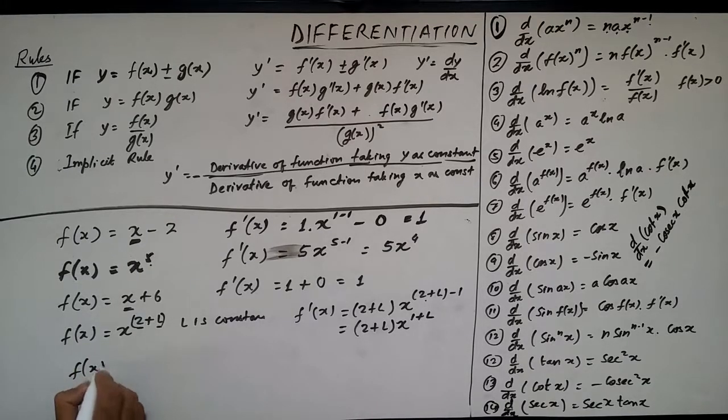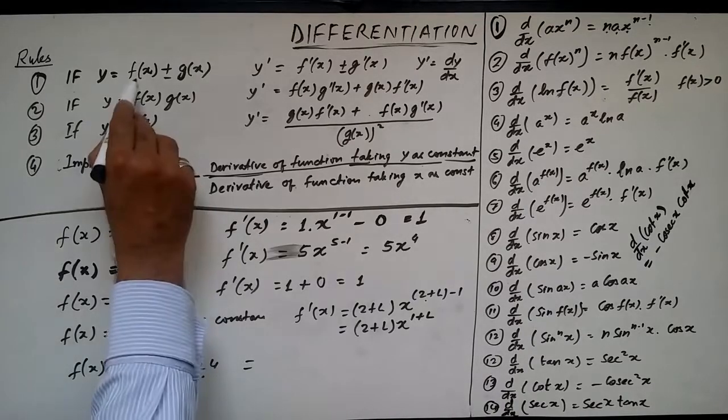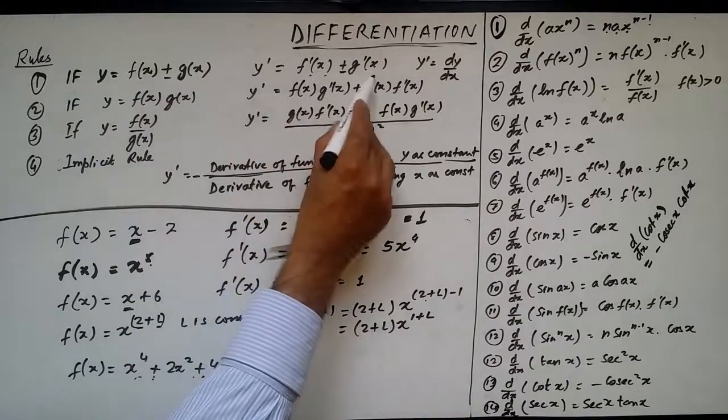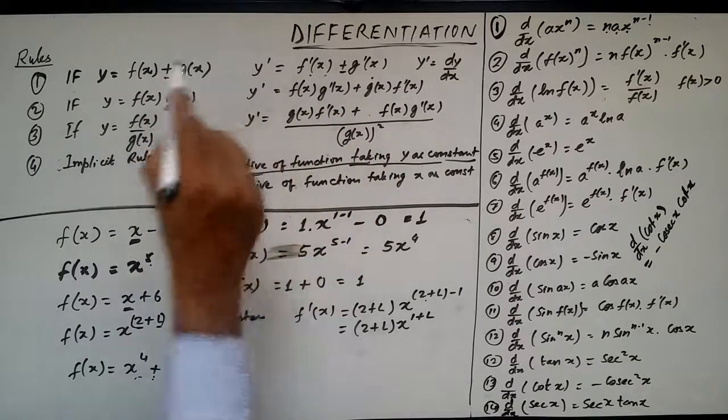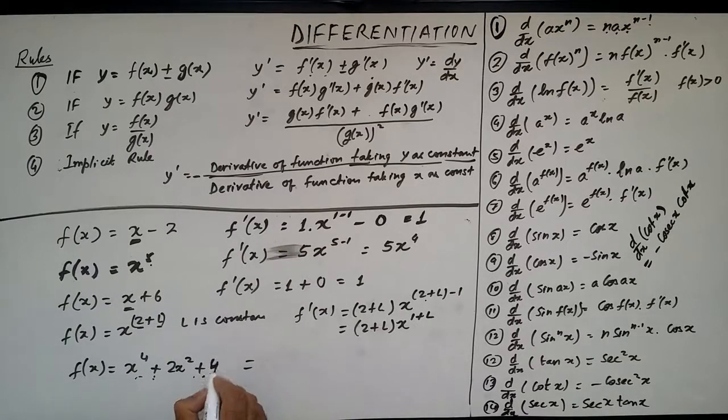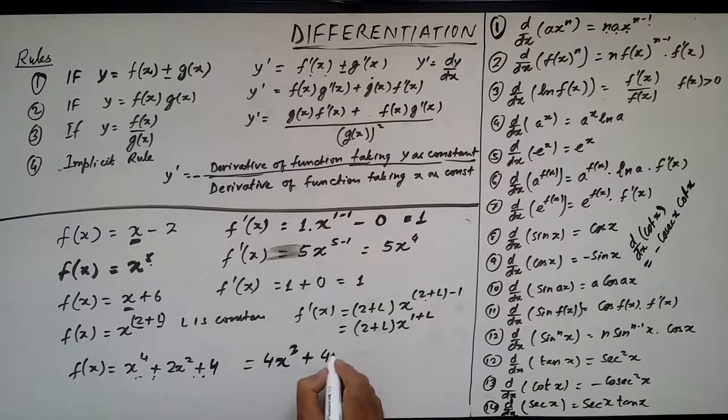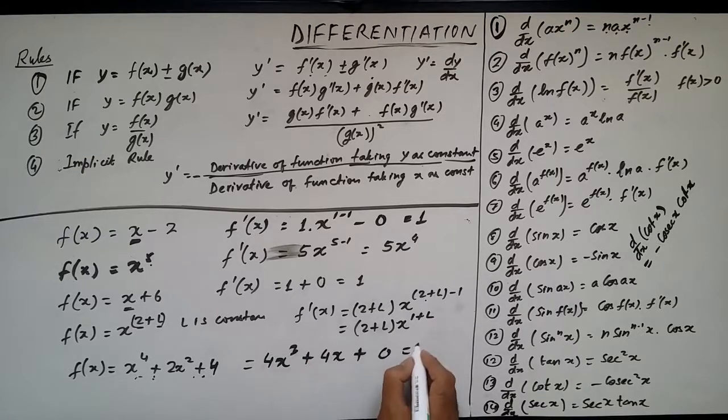So f(x) is equal to x to the power 4 plus 2x squared plus 4. Now since this is a sum of functions, we can apply this rule where we differentiate the terms separately. So this is 4x cubed plus 4x plus 0, which is equal to 4x cubed plus 4x.